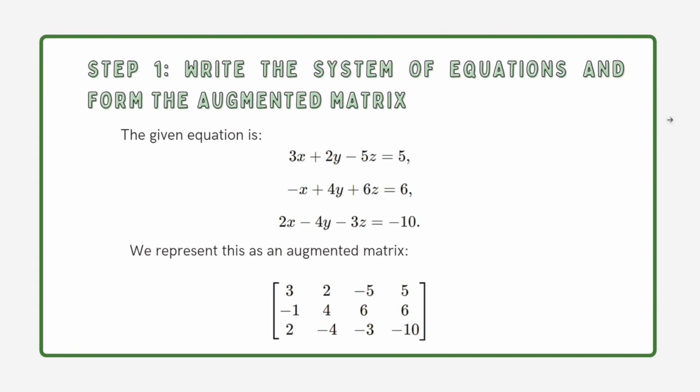The system of equations we're solving today is this one, and our goal is to find the values of x, y, and z. The first step is to convert the system of equations into an augmented matrix. This means we'll arrange the coefficients of x, y, and z into columns, with the constants from the right-hand side as the last column. So the augmented matrix will end up looking like this.